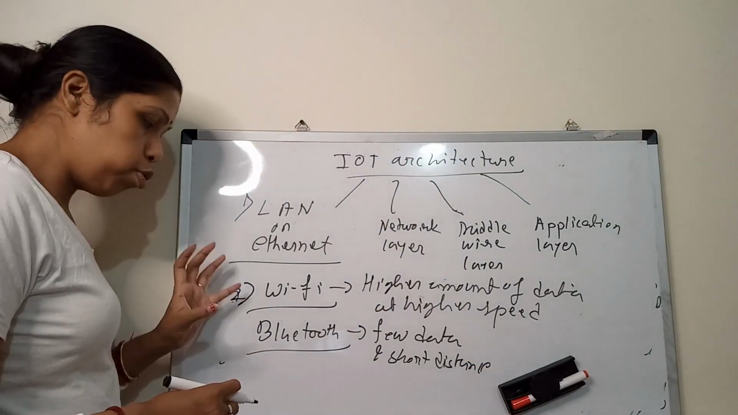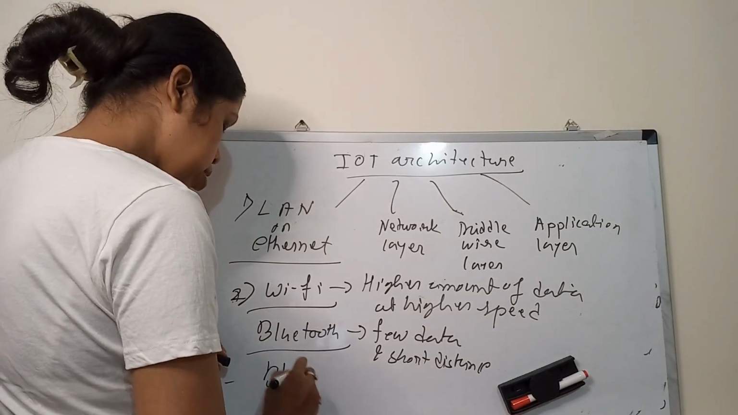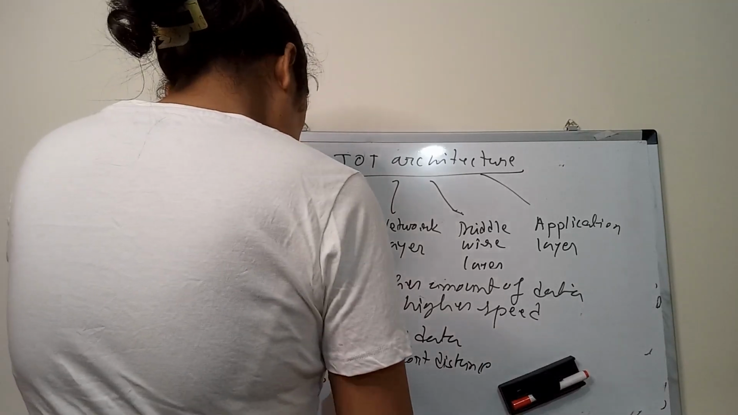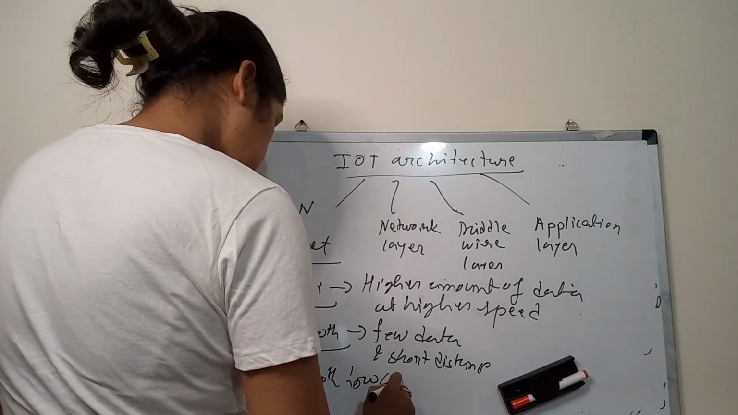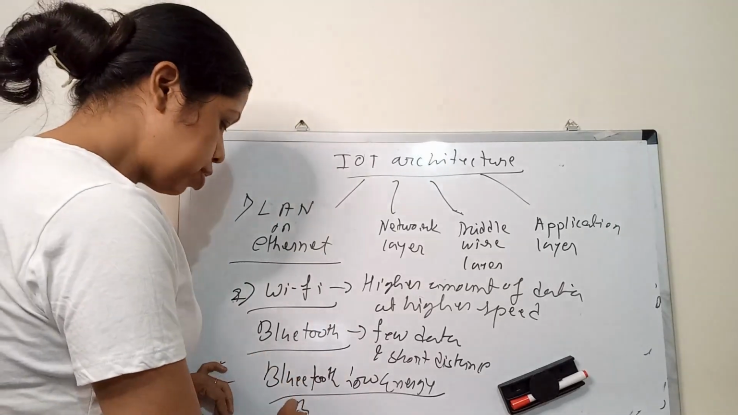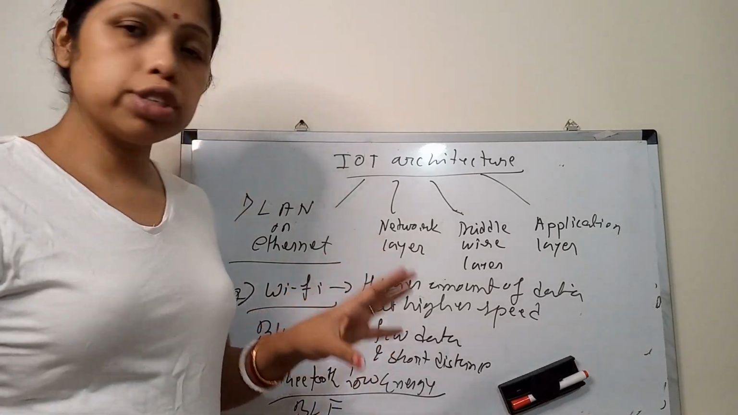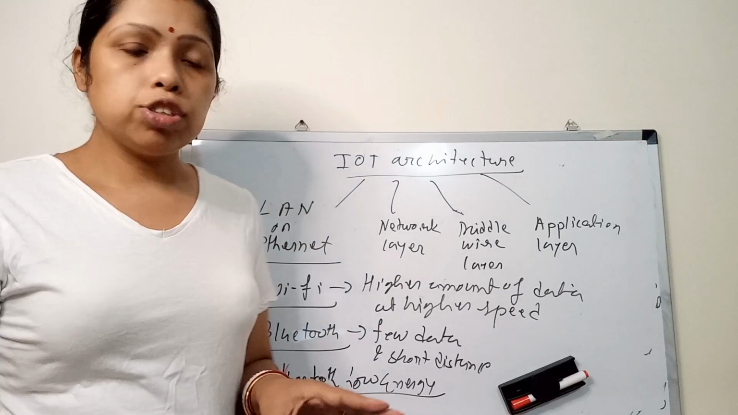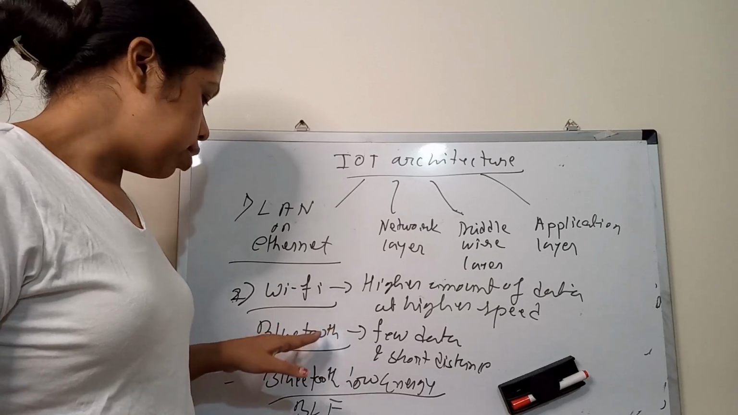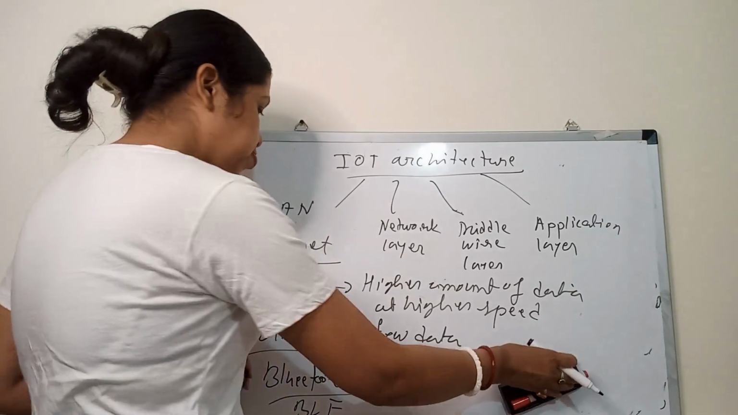Under Bluetooth, one low power device is available now, that is called Bluetooth Low Energy, BLE for short. If you want to decrease the power loss, you can use the Bluetooth Low Energy device, that comes under Bluetooth, for short distance and a few amount of data.